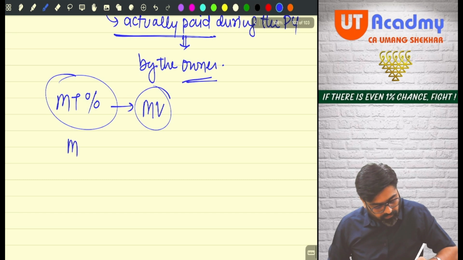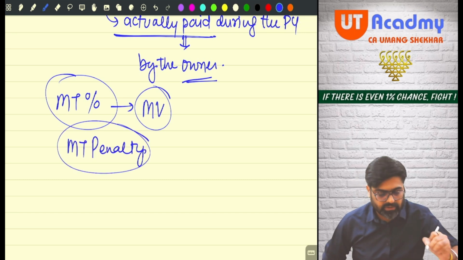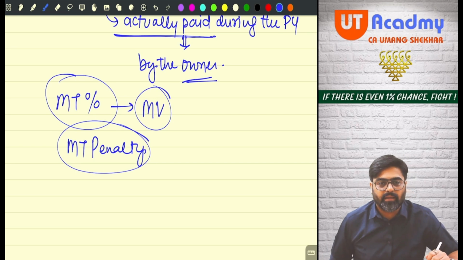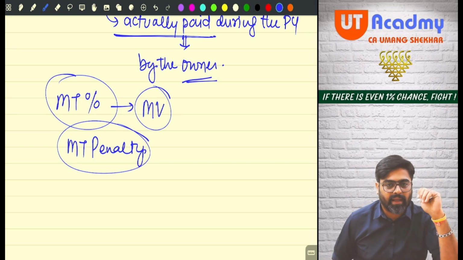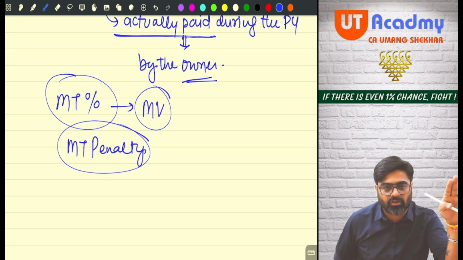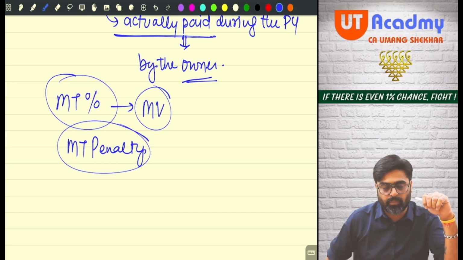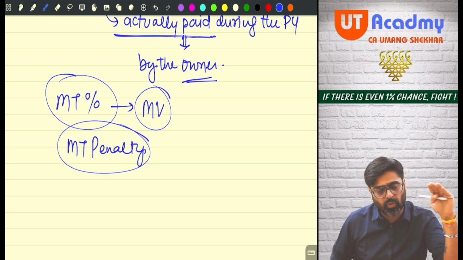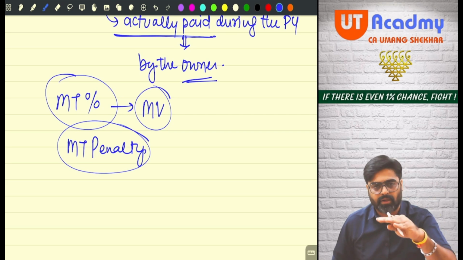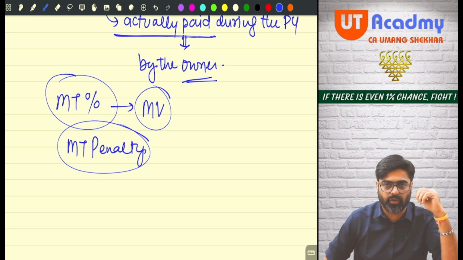Now sometimes a municipal tax penalty is also charged. Meaning that there was some due date to pay the municipal tax. You did not pay your municipal taxes on time, on or before that due date. You delayed in payment of municipal taxes. For example, the amount of municipal tax was 20,000. You were supposed to pay the municipal taxes by a particular date. You missed that due date.